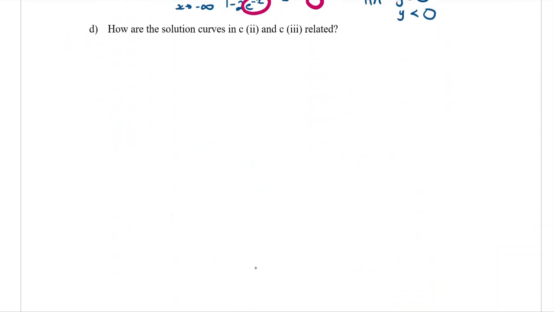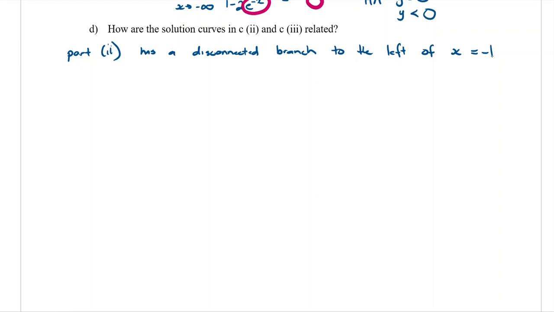Okay, so in part 2, it has a disconnected branch to the left of x equals minus log of 2. Okay, so we had the part to the right of it, but there would have been a part to the left of it, which would have been below. So this branch would have been below the y equals 0 line.